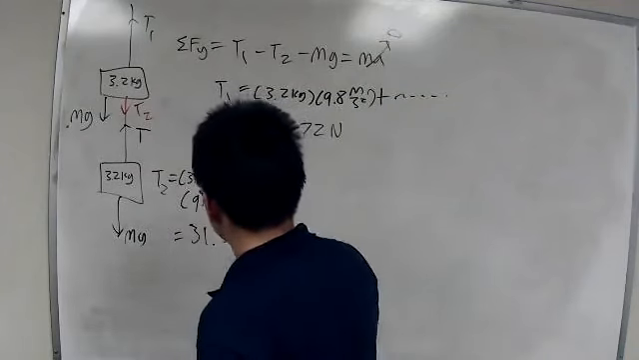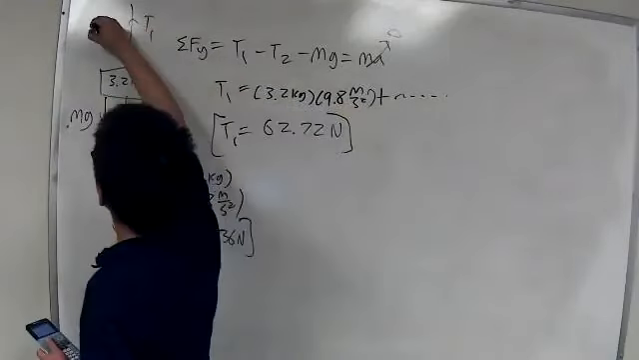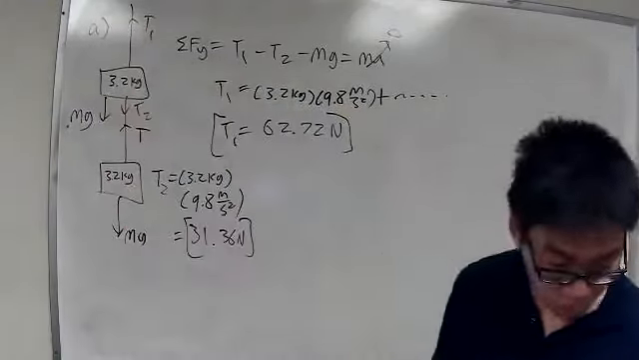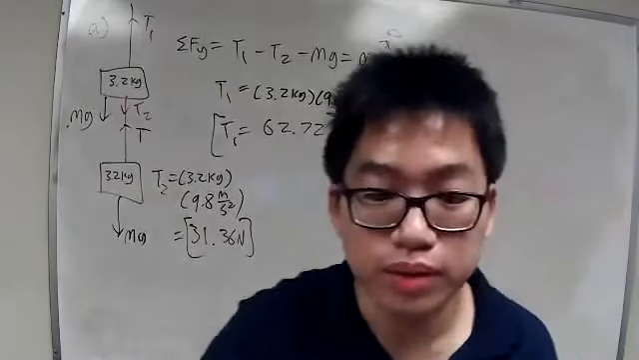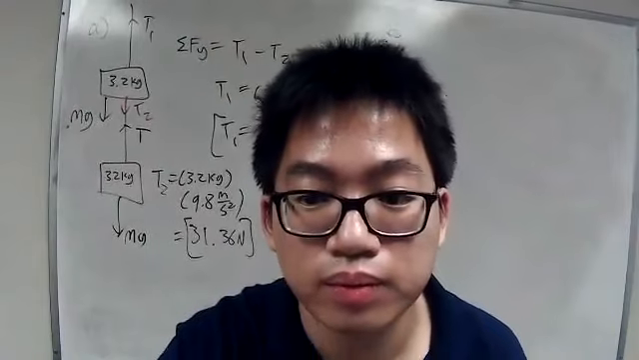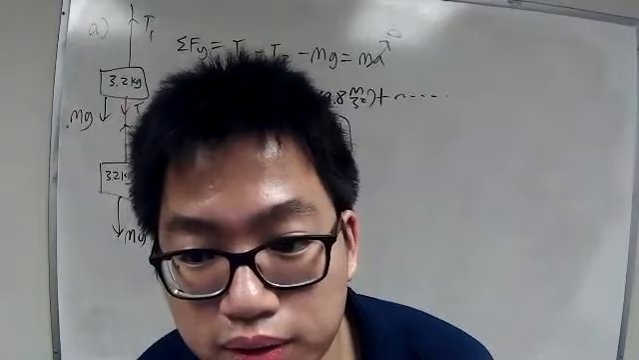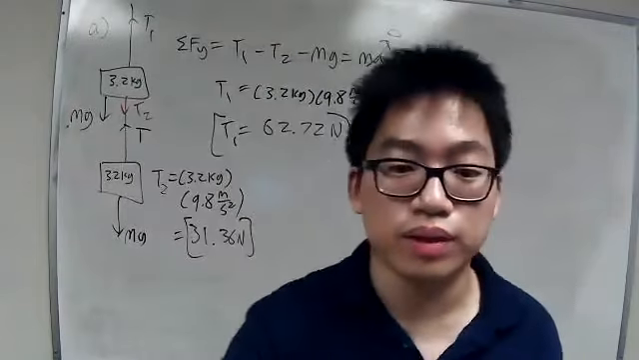31.6 newtons. This is part A. And then part B. If they're pulled upward with that acceleration by the upper cord, what's the new tension?